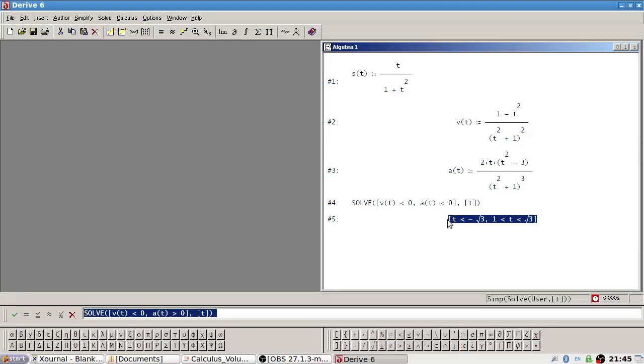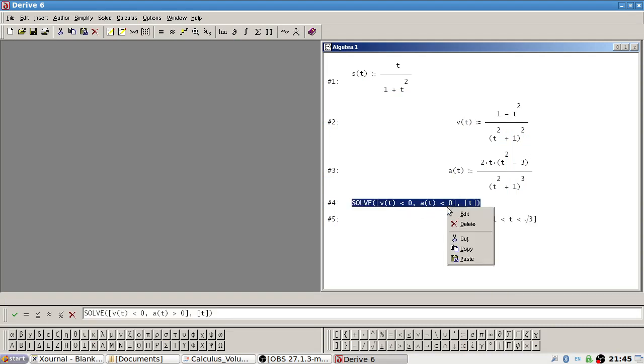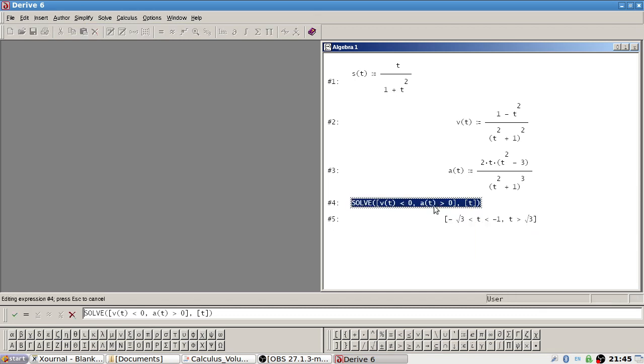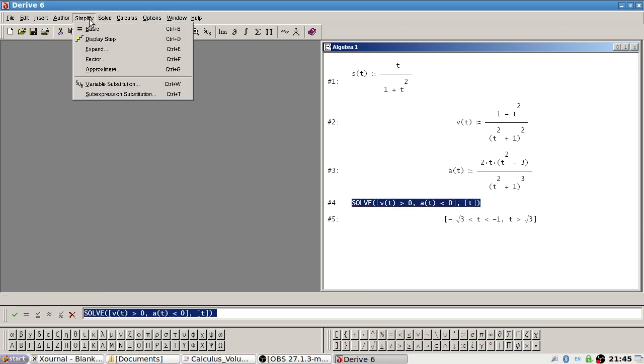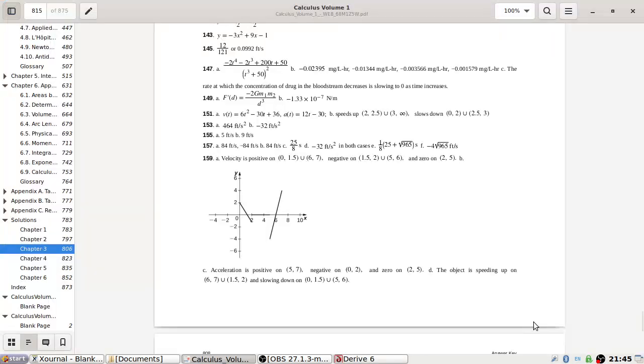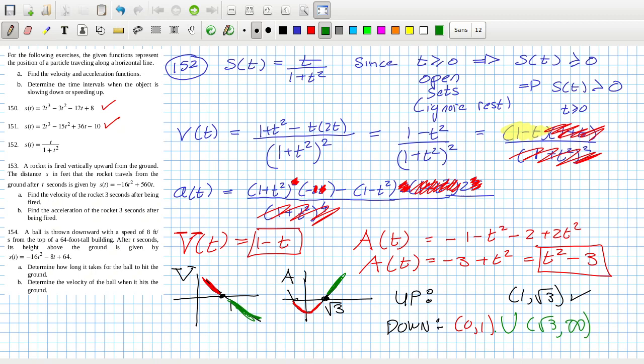Right, let's check this one. So opposites now. Okay. So we'll just flip this one around. Okay, and then more than, less than. So between 0 and 1 and more than root 3. Between 0 and 1 and more than root 3. Excellent. Okay, so that's the answer there.